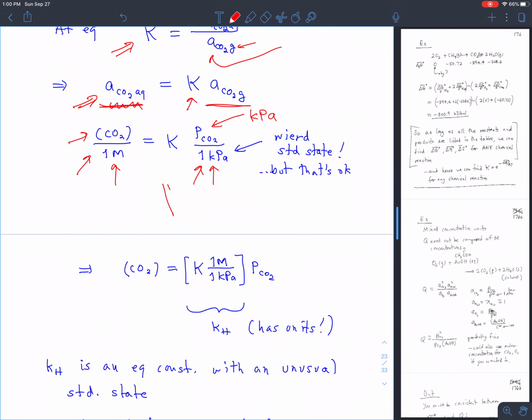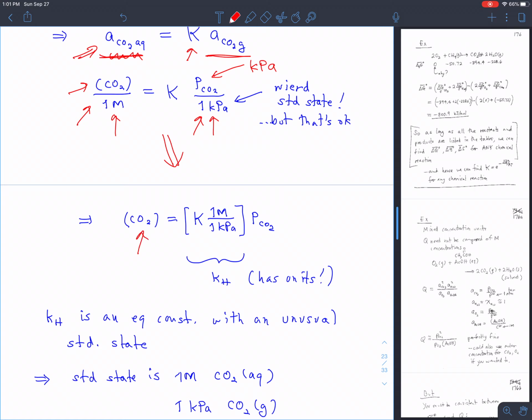Then if I rearrange this, I get that the molar concentration of CO2 is equal to the equilibrium constant times a number that's just a 1, right? It doesn't make any change at all in the value of the equilibrium constant, but it has units of molar per kilopascal, which is exactly the units of the Henry's law constant. Which means that this whole quantity here, the equilibrium constant times this number which has a value of 1 but has units of molar per kilopascal, that is the Henry's law constant. And then times the pressure, which now has units of kilopascals.